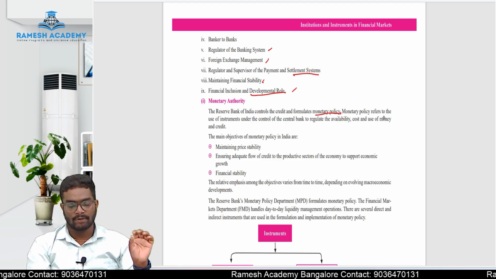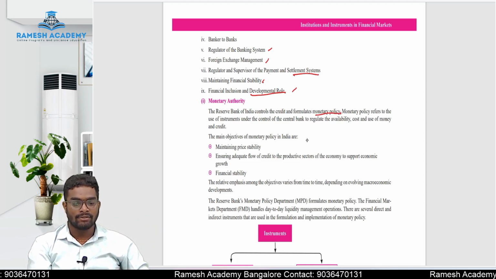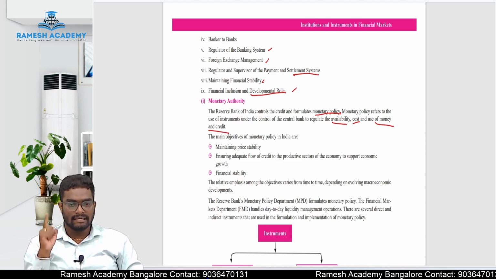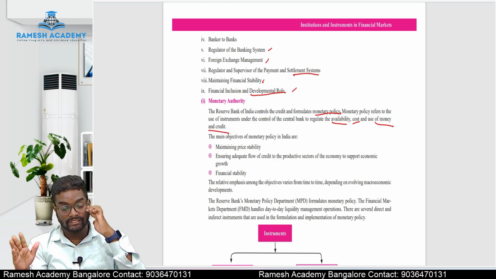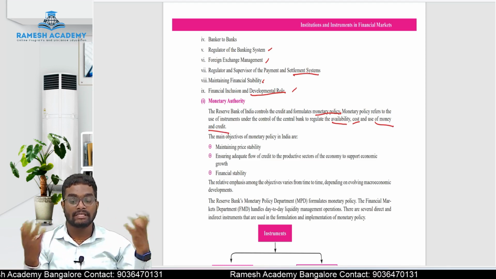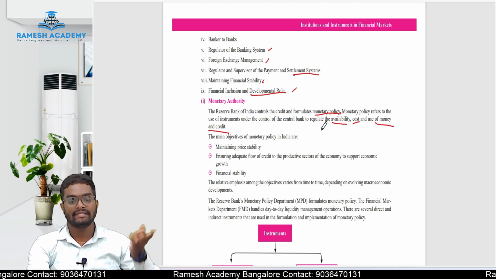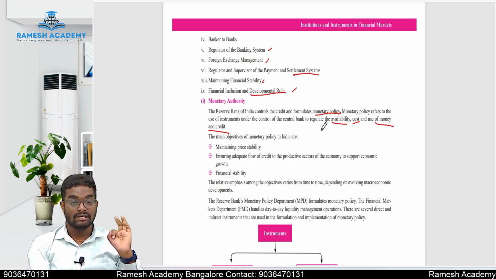What is this monetary policy? Monetary policy refers to the use of instruments under the control of the central bank to regulate the availability, cost and use of money and credit. So RBI has certain instruments, CRR, SLR, so cash reserve ratio and statutory liquidity ratio are some of the instruments which it will be using to control the flow of credit in the economy, or the flow of money in the economy. So what is the objective of this monetary policy?